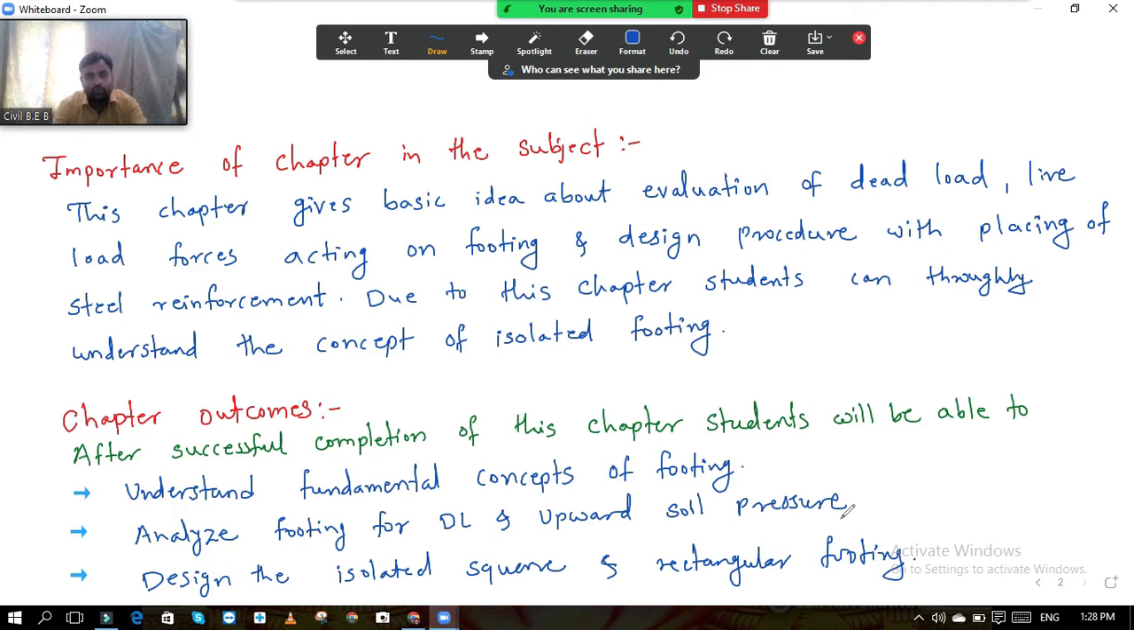Now what I am telling you is that there are basically two types of footing. One is shallow footing and the other is deep footing. In shallow footing, isolated footing is there, then step footing, combined footing, raft foundation, mat foundations. In deep footings, pile foundations are there. In the deep footings, the depth of the foundation is very much greater.